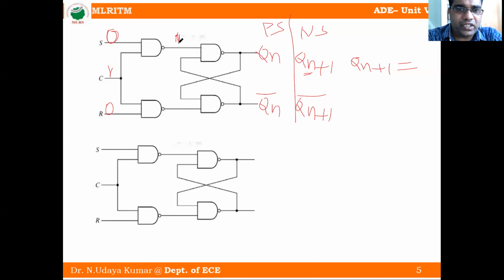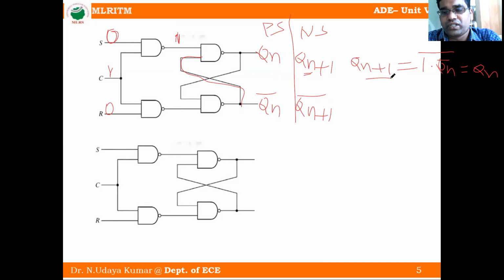So this is 1. Now this 1 is given to another NAND gate as the first input. The second input is Qn bar. So 1 into Qn bar is Qn bar, and this is a NAND gate, so whole bar, and the complement gives us Qn. Okay. So this is the first case. Whenever 0 0 is given, we will get the next state as the same as the present state. Next state is equal to present state.